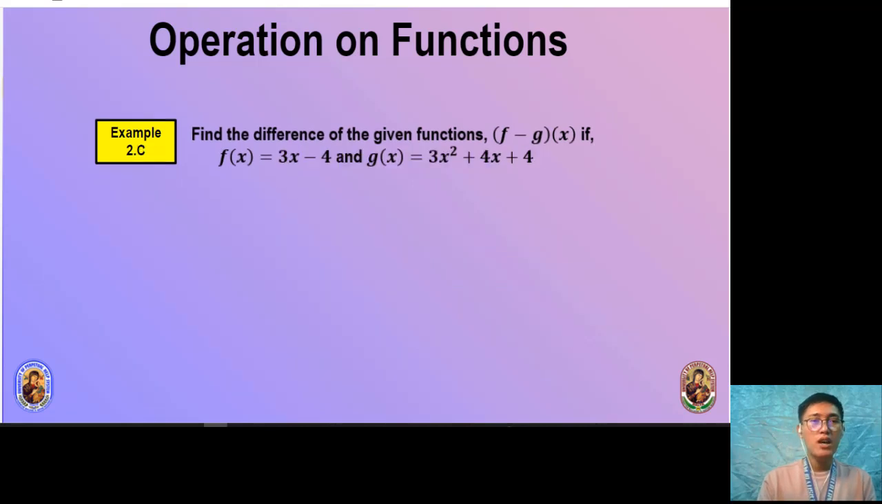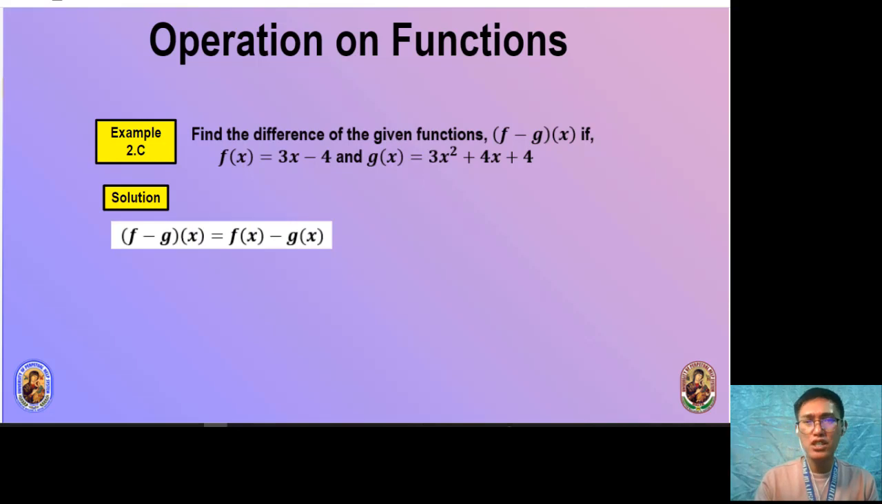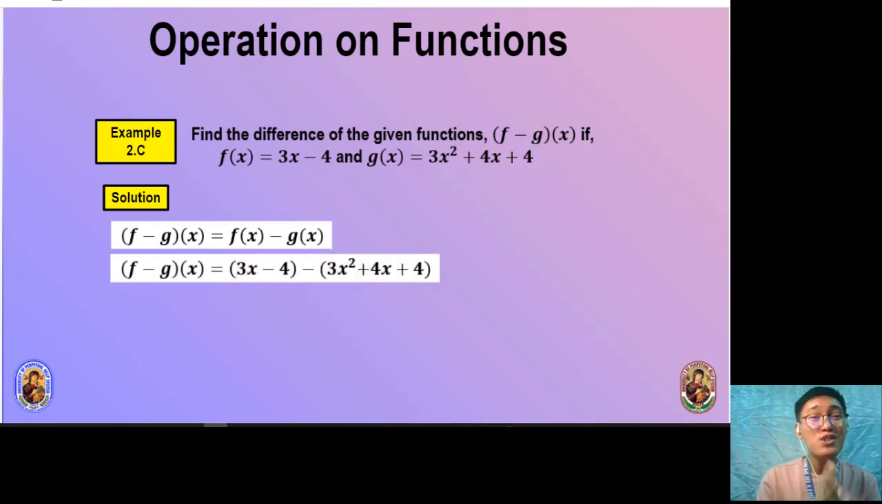Let's go to the last example. We have here, find the difference on the functions f minus g of x if f of x is equal to 3x minus 4 and g of x is equal to 3x squared plus 4x plus 4. It is just like subtracting a binomial to trinomial, but do not worry. It is just like in addition. Do not subtract unlike terms. You just copy if there is an unlike term, or just drag them down. Okay? Let's go. Use the correct denotation again for subtraction on functions. We'll have here f minus g of x is equal to f of x minus g of x. After that, we will just again substitute the expression in f of x and the expression in g of x.